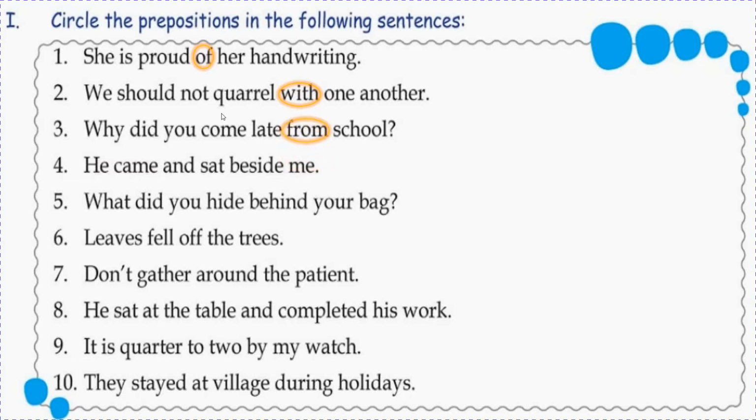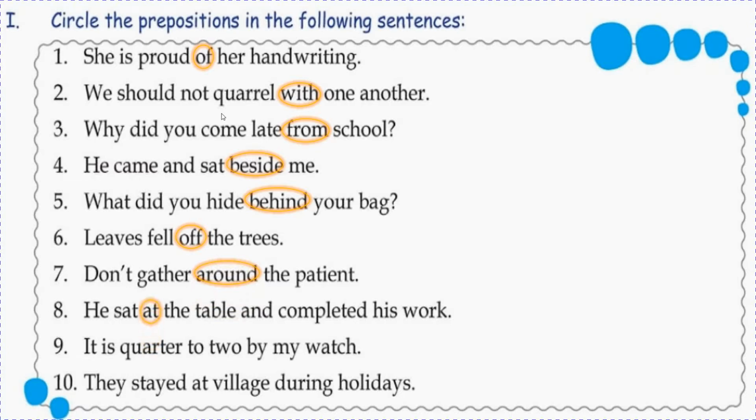He came and sat beside me. Many students will get confused that and is showing a relation, but and is a conjunction. Which word is showing position here, children? Beside. Fifth number is, why did you hide behind your bag? Again, behind is showing the position of you and bag. Leaves fell off the trees. So, off. Don't gather around the patient. Around.